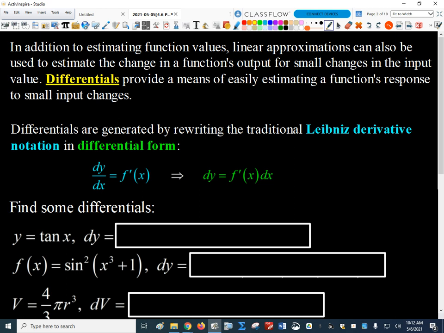This is a true statement, right? dy dx equals f prime of x. They're just different ways of saying the same thing. dy dx means the change in y over the change in x, and it's equal to the derivative, f prime of x. Well, what if algebraically I just multiply both sides of that equation by dx? Don't I just end up with dy equals f prime of x dx? We didn't do anything substantial, right? But this is what we call differential notation, okay? Instead of writing it as dy dx, we just write it as dy, okay?